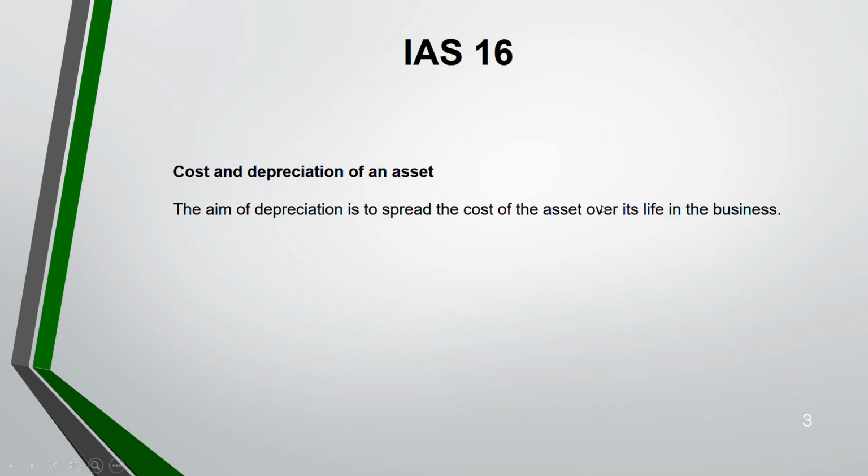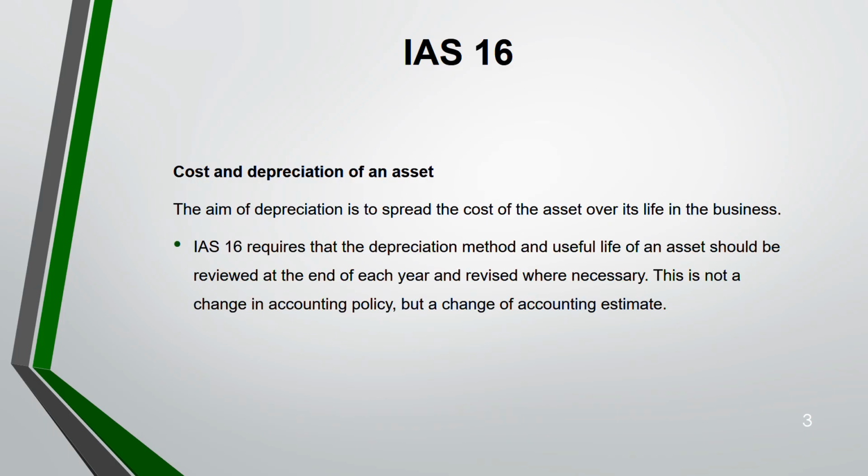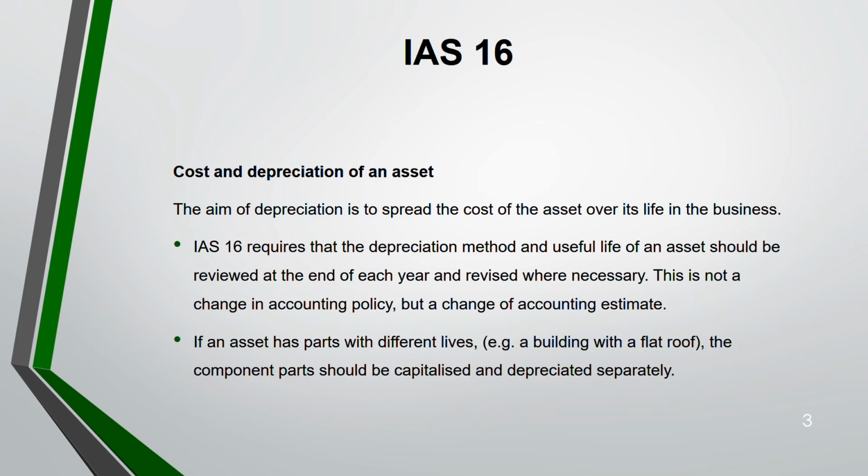Now, the aim of this depreciation is to spread the cost of the asset over its life in the business. So IAS 16 requires depreciation method, useful life has to be reviewed at the end of each year and has to be revised if it's necessary. This is not a change in accounting policy. Change in accounting method and useful life of the asset are changes in accounting estimate which will be dealt according to IAS 8 prospectively. And if an asset has a part with different lives, for example, a building with a flat roof, then the component part has to be capitalized and separately depreciated.